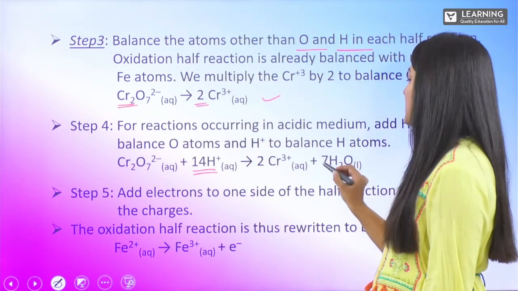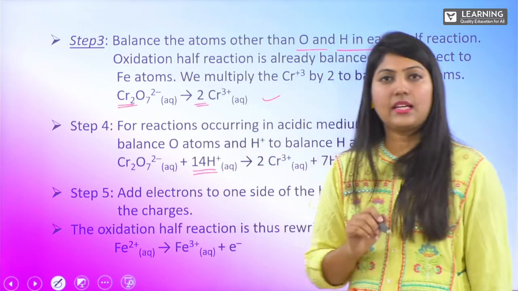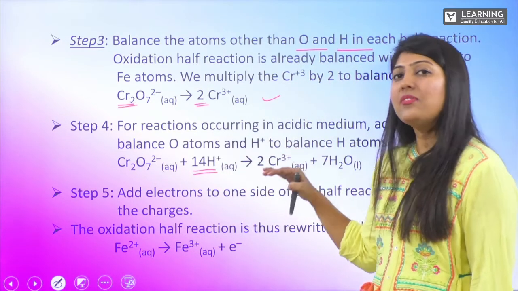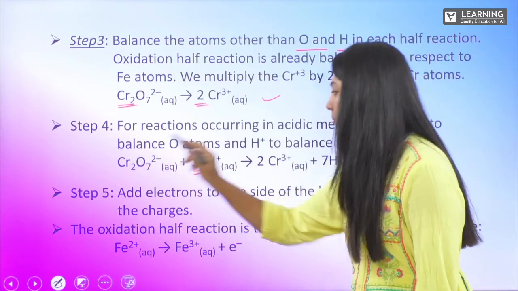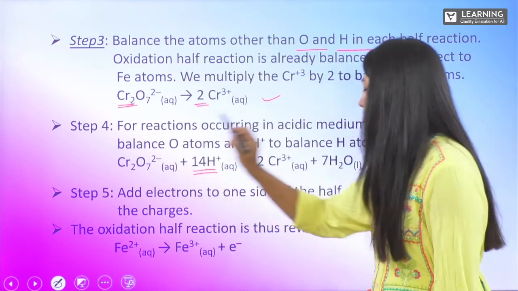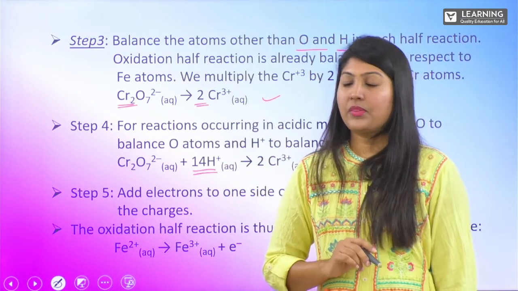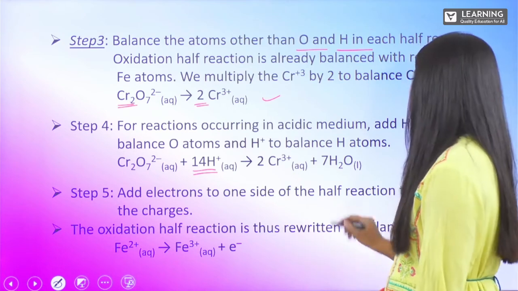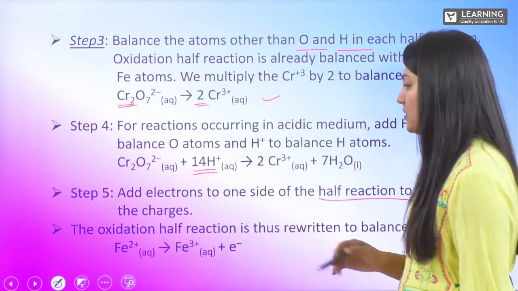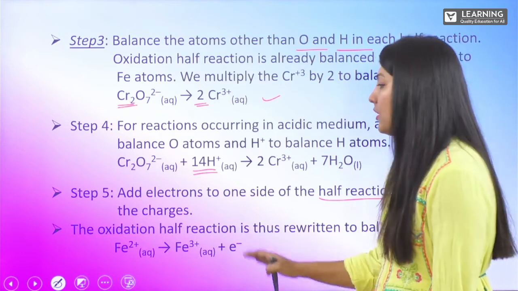So now I'll take 7 to 14. So 14 H+ ions on the other side. Now this half equation is balanced. Got it? 2 chromium and 7 oxygen and 14 hydrogen. Next, we need to add the electrons to one side of the half reaction to balance the charges. Yes, for this reaction we need to check the reaction.